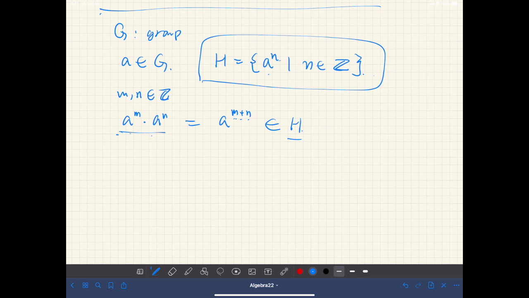And what about the inverse? So A^M inverse is obviously A to the power of negative M, and since negative M is an integer, this is still in H. So these two conditions are satisfied, so this satisfies the subgroup criterion. Therefore, H is a subgroup.